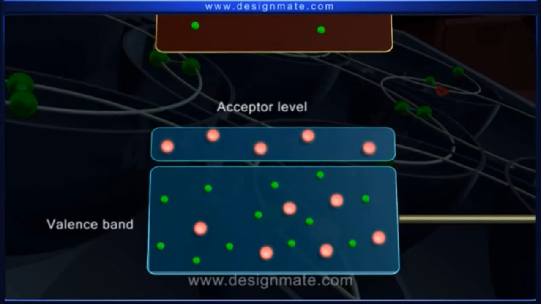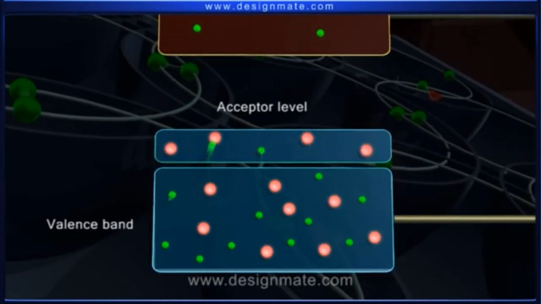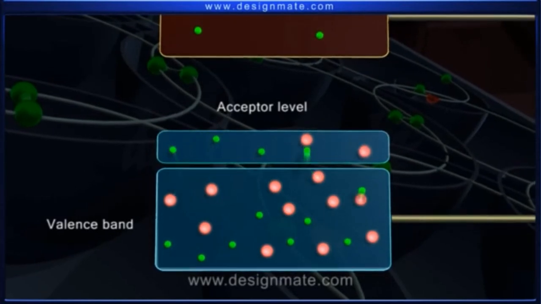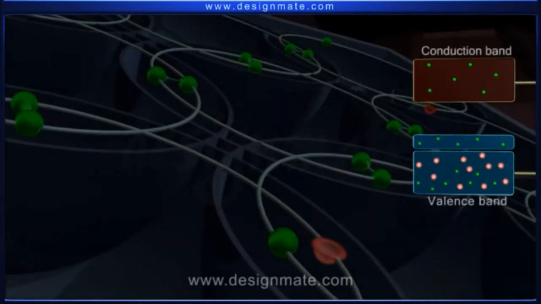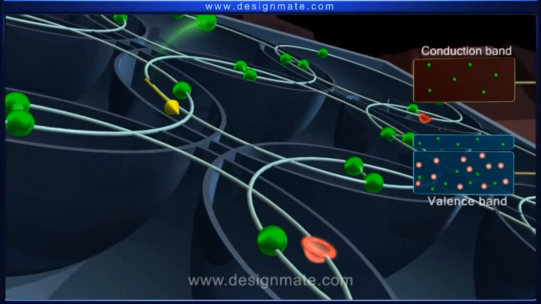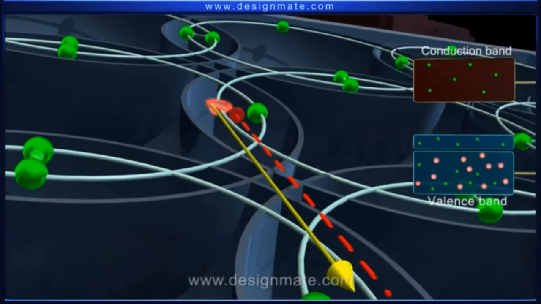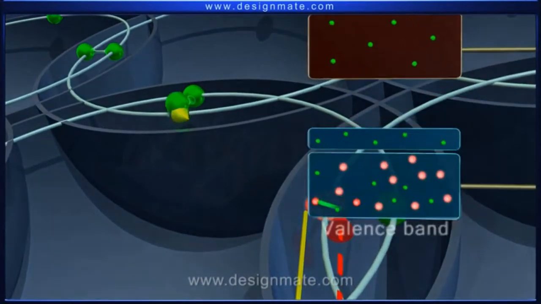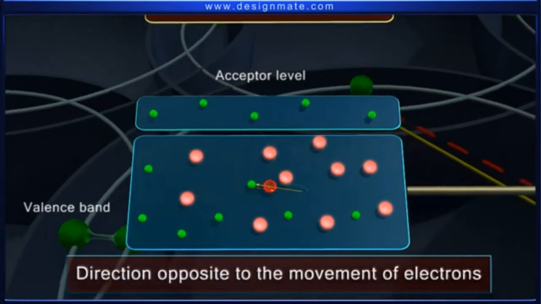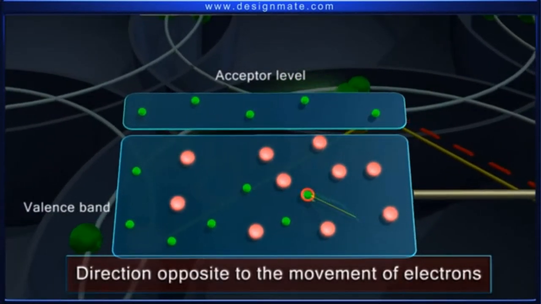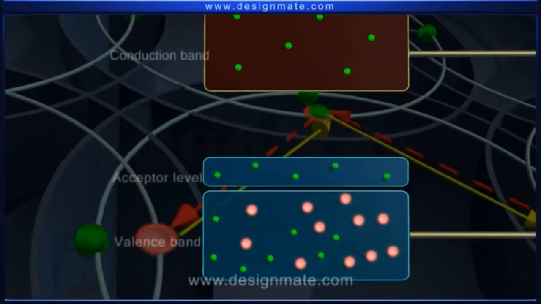At room temperature, the valence electrons having thermal energy are easily transferred to the acceptor level and leave behind a large number of holes in the valence band. Any electron breaking free from the neighboring bond gets trapped in a hole. The hole effectively moves to the site of the electron. As this process continues, the holes move in the valence band in a direction opposite to the movement of the electrons. These holes act as current carriers in a p-type semiconductor.